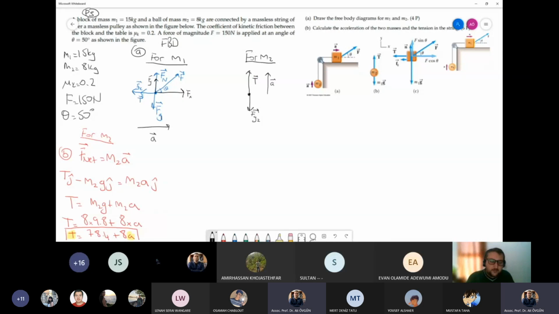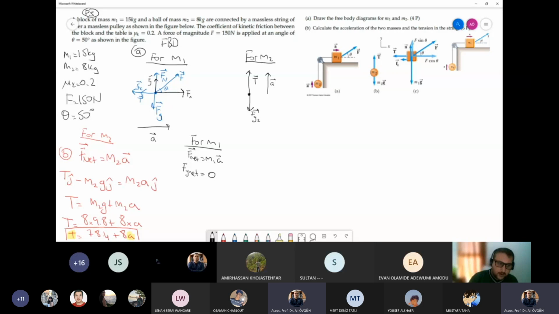Another equation will come from M1. For M1, again F net equal M1A. But here there are two directions, so there are two components. But the motion is on the x-axis, x direction. So for the y-axis, y direction, Fy net is equal to 0. Why? Because the box is not flying. It is moving on this surface.